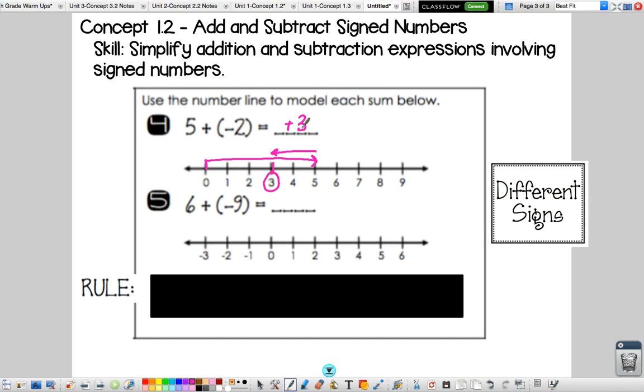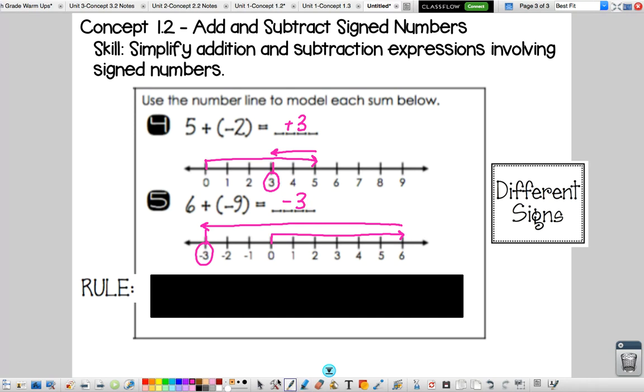The second example, I have positive 6. So I start at 0, I move 6 to the right. From where I land, I'm going to move left, because it's negative, 9 spaces. And so I land at -3.